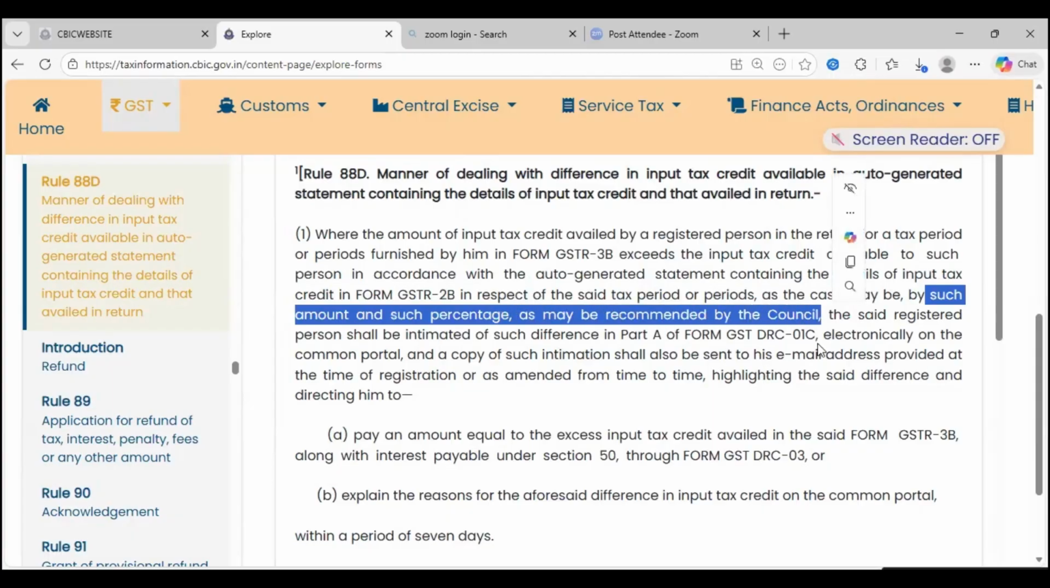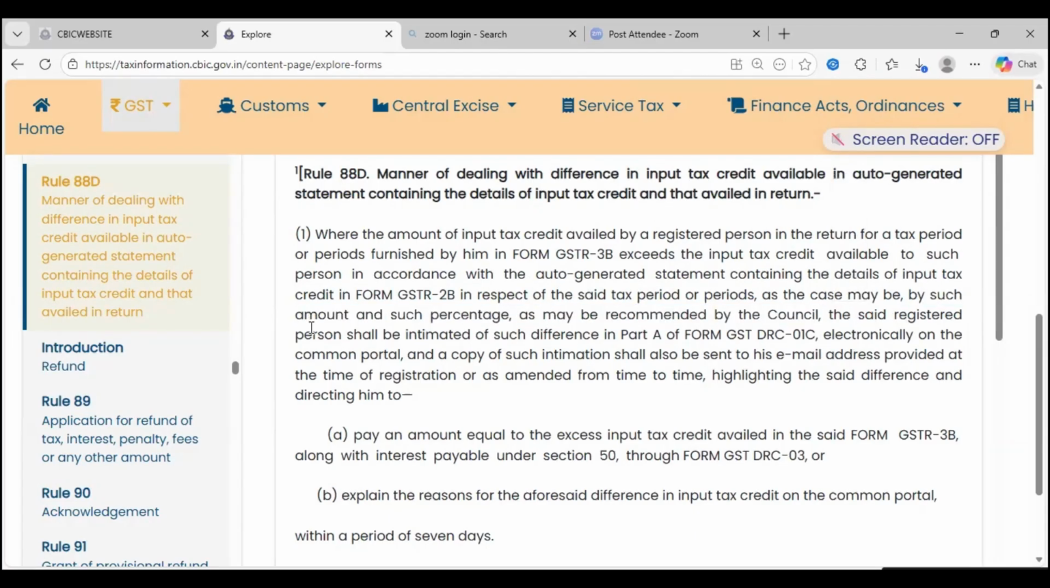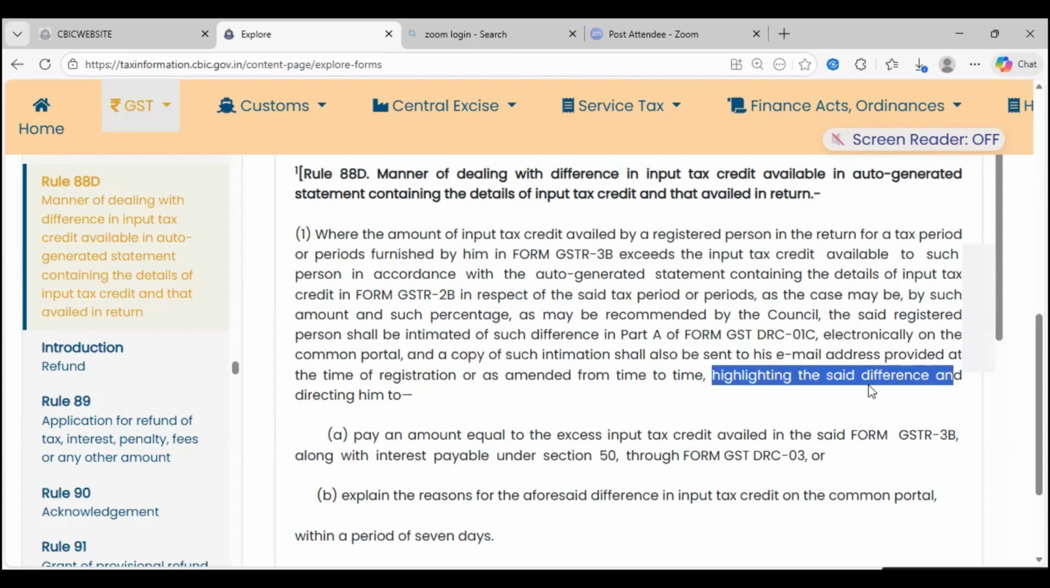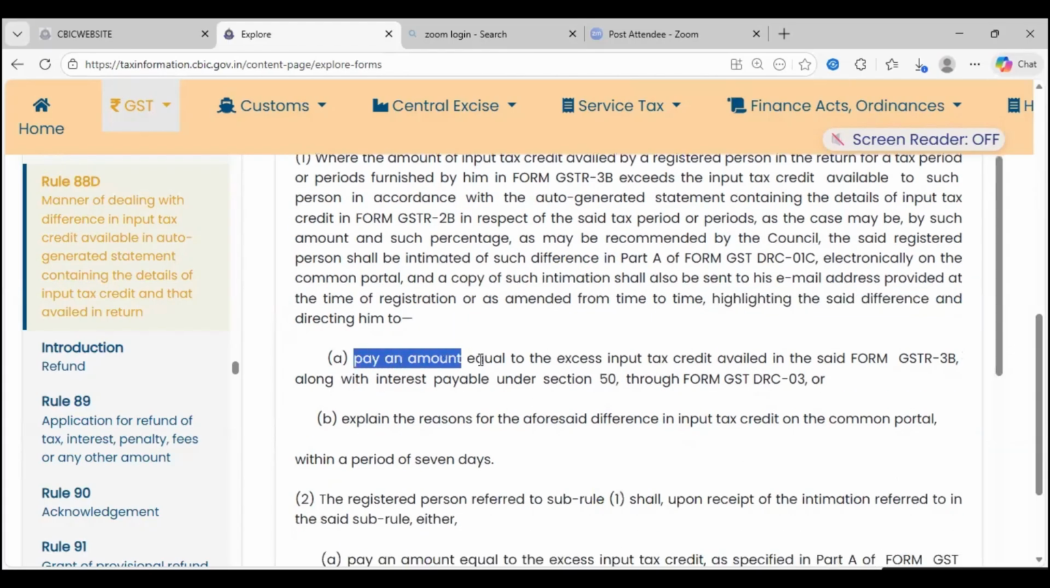Right now, there is no recommendation. By default, any gap, we are getting notices. The said registered person shall be intimated of such difference in Part A of DRC-01C. Earlier 1B, now 1C. Electronically on the common portal, and a copy of such intimation shall also be sent to his email address provided at the time of registration or as amended from time to time, highlighting the said difference and directing him either to pay or to explain.